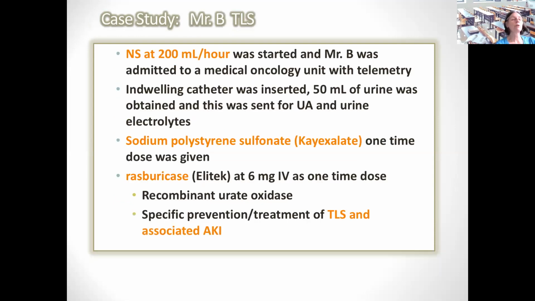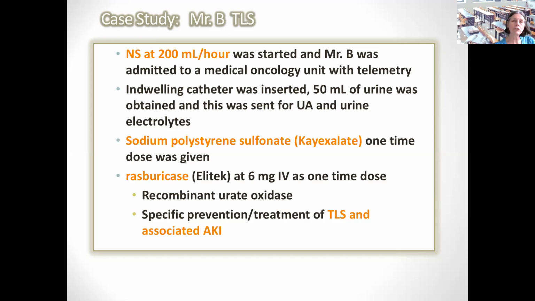Okay, so what did we do for him? We started a normal saline at 200 mils an hour to hydrate him and wash in a filter, get all those hyperkalemia, hyperphosphatemia, get those levels back to normal through fluid replacement. Admitted to the medical oncology unit. We put him on telemetry, put him in a catheter so we can monitor his urine output because his kidneys are taking a hit. Sodium polystyrene sulfate, Kayexalate. Remember, the patient's potassium was really high, not only from tumor lysis, but also from the glomerular damage in the kidneys. So both things cause hyperkalemia.